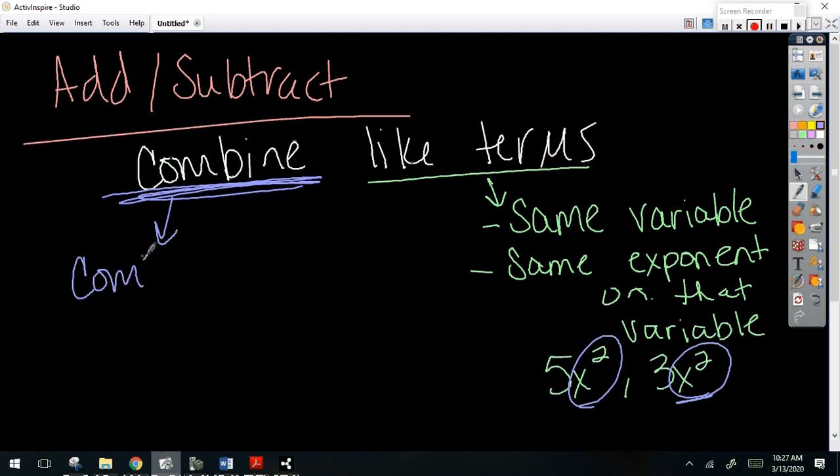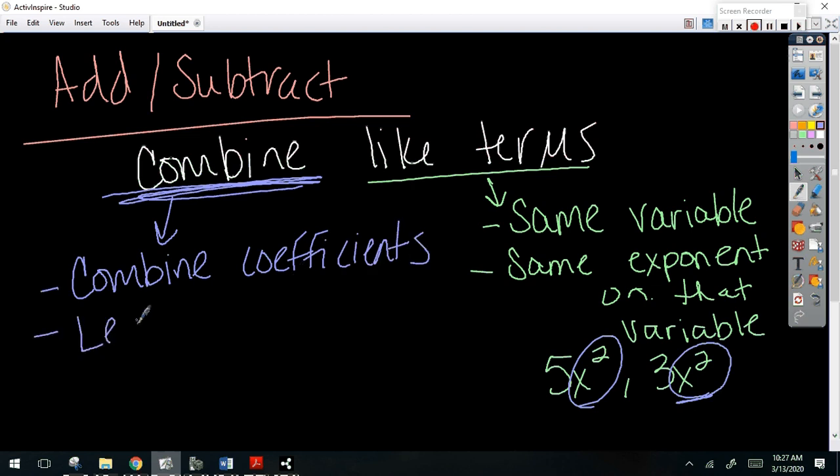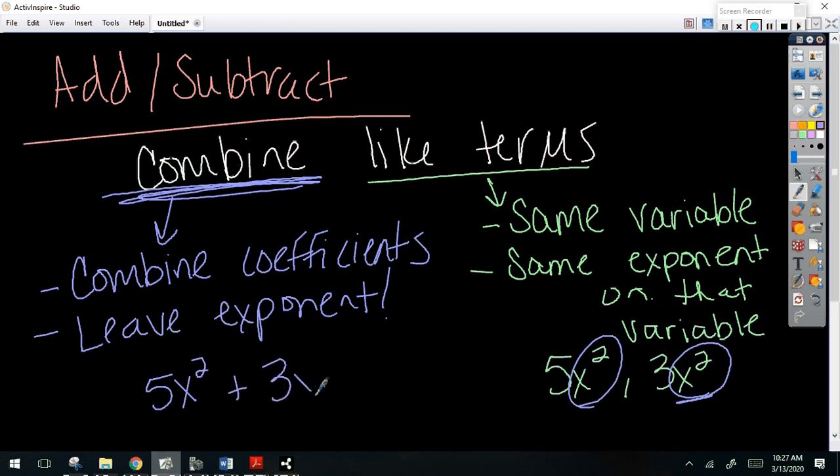To combine them, I combine the coefficients and leave that exponent alone. It doesn't change, right? It stays x squared is what I'm trying to get to. Well, it could change. It's going to change when we multiply, but it's not going to change when we add or subtract. So in other words, 5x squared and 3x squared, I'm only combining the coefficients. So it would give me 8x squared. Does that make sense? Do we all remember doing that?